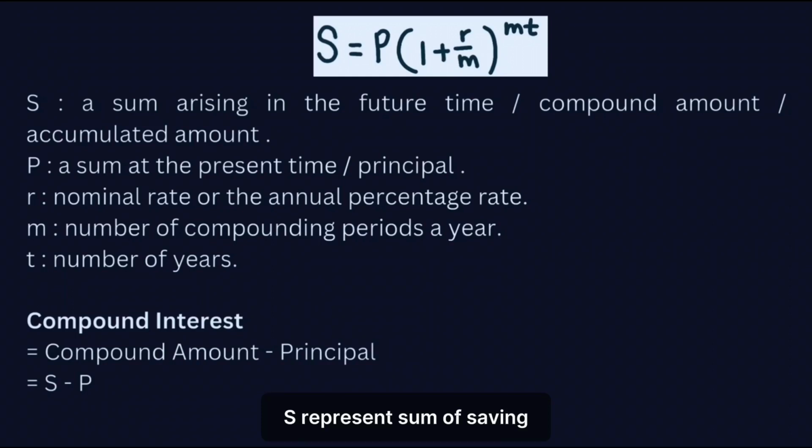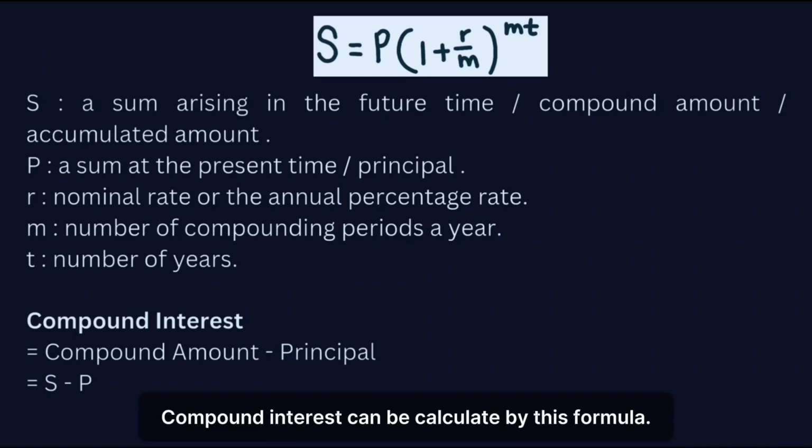S represents the sum of saving, which is a sum arising at a future time, or the compound amount, or accumulated amount. P represents the principal, a sum at the present time. R is the nominal rate, or the annual percentage rate. M is the number of compounding periods a year. T is the number of years. Compound interest can be calculated by this formula: compound amount minus principal, where S minus P.